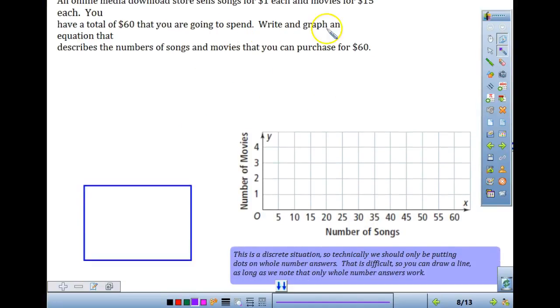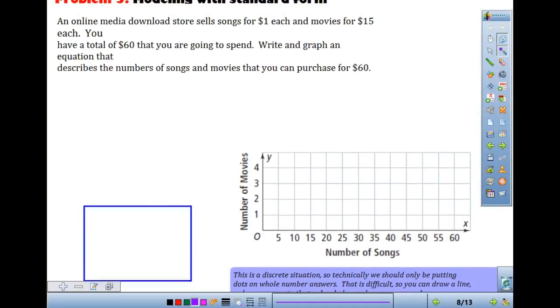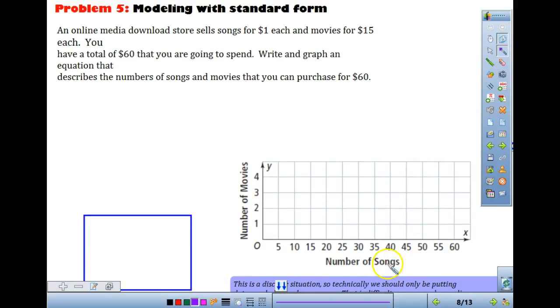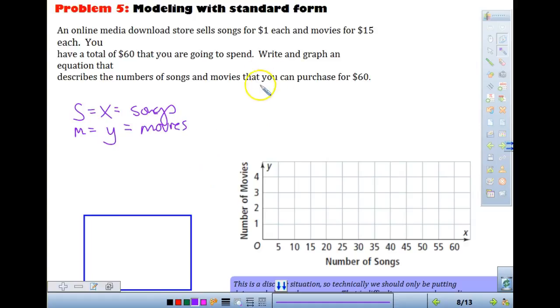So we have songs and movies, right? For variables, since they have songs over here on our x, you can either use S or x for your songs, because as we look at our graph, that's what they have over here. And over here, in your equation, you use M, or if you use y, that stands for our movies, right? We're paying $1 for each song, $15 for each movie. We have a total of $60 that we can spend.